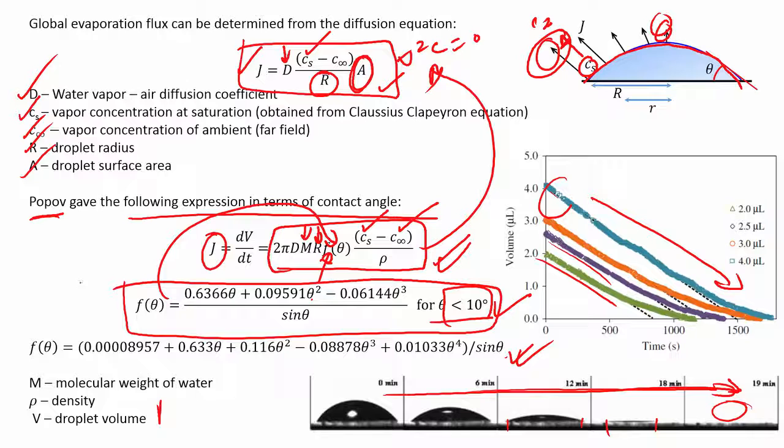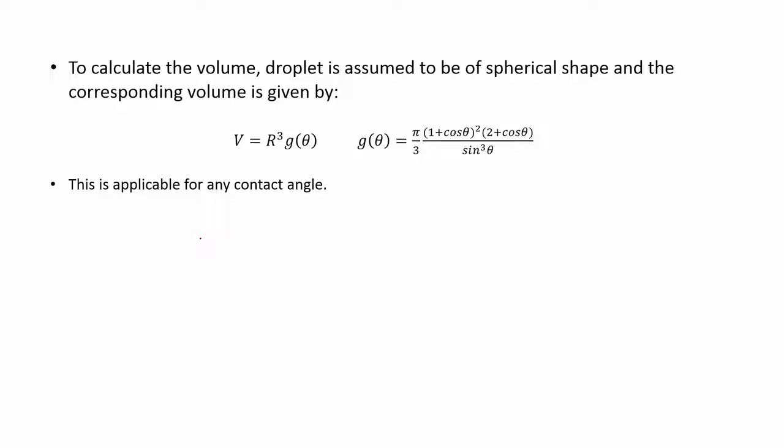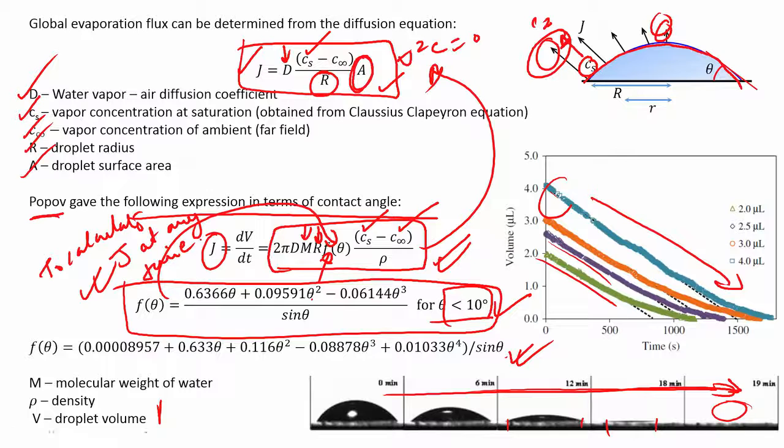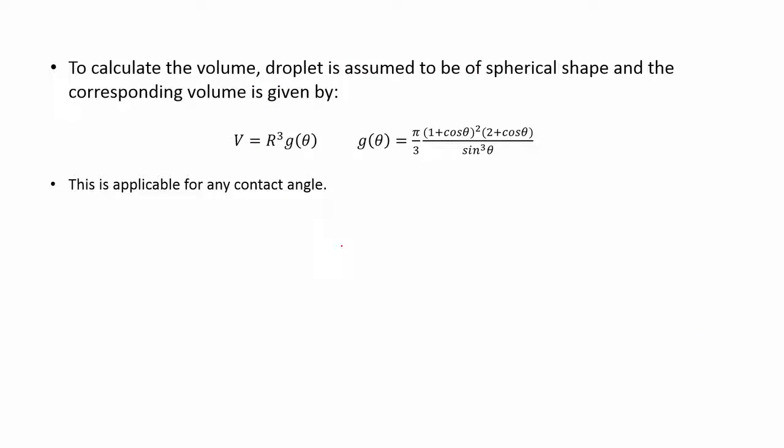But this expression provides us with a tool to calculate J at any time during the evaporation process, provided you know the contact angle, which in most cases you can measure experimentally. To calculate the volume, you see there is a volume of the drop. Now, in order to calculate the droplet volume, you assume it to be a spherical shape and the corresponding volume is given like this.